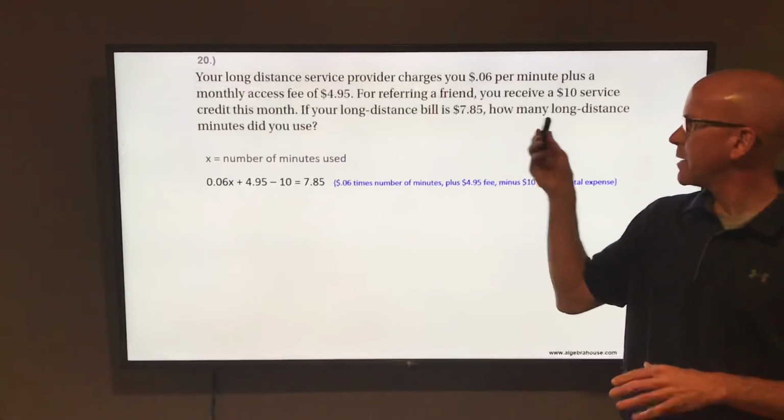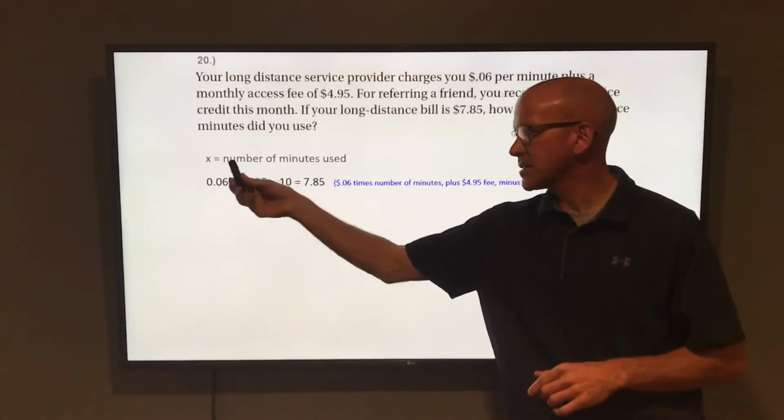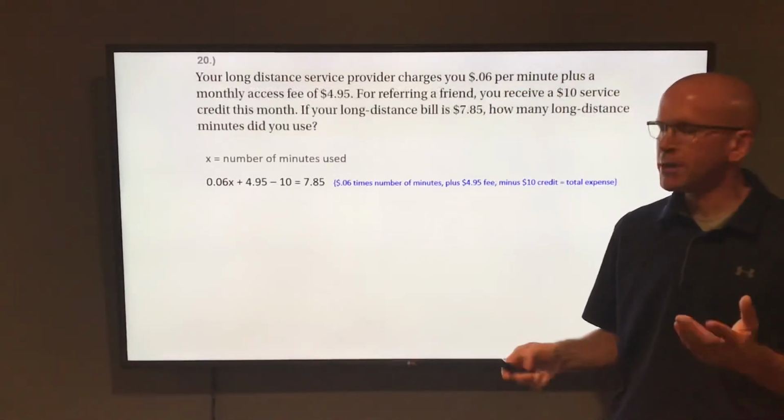The question is, how many minutes did you use? So we're going to solve this equation for x. X is the number of minutes we used. We're going to solve this equation for x. Everybody can do it from here.